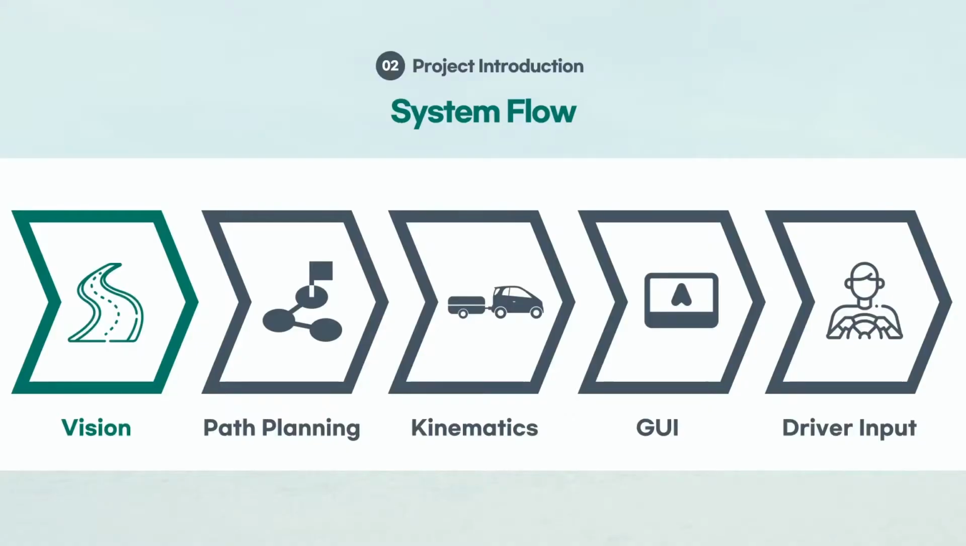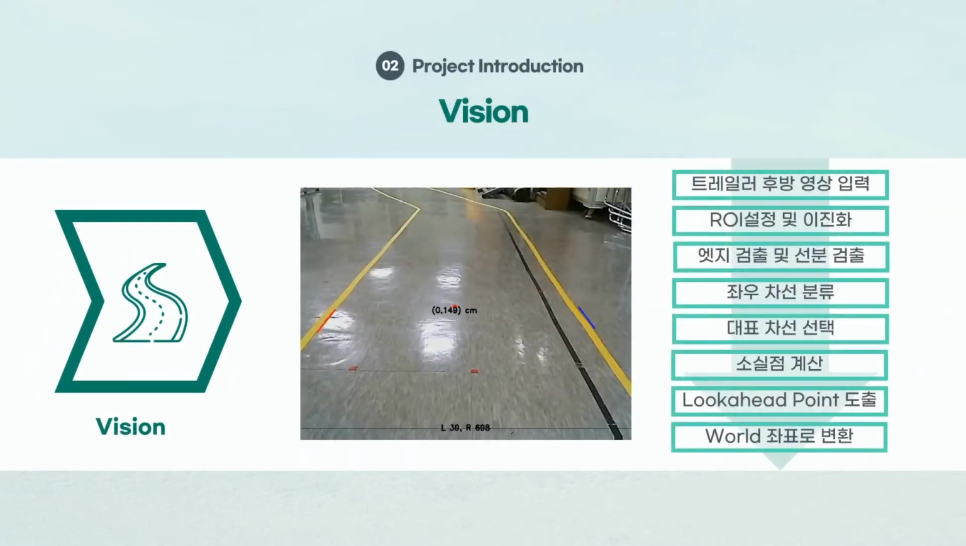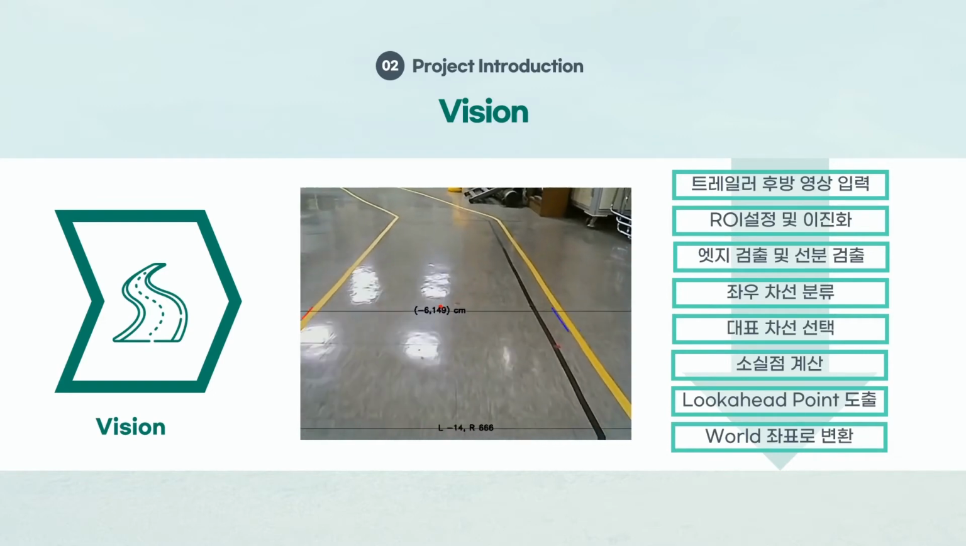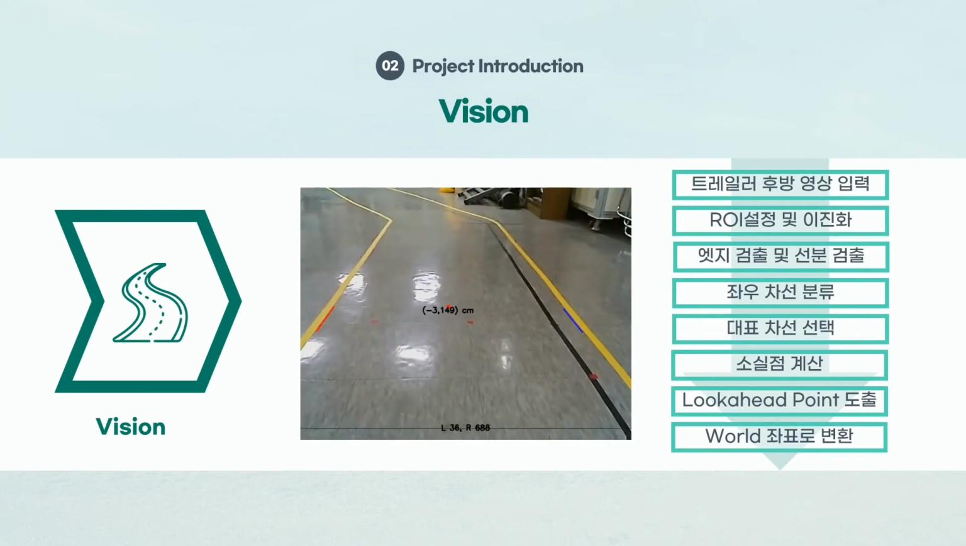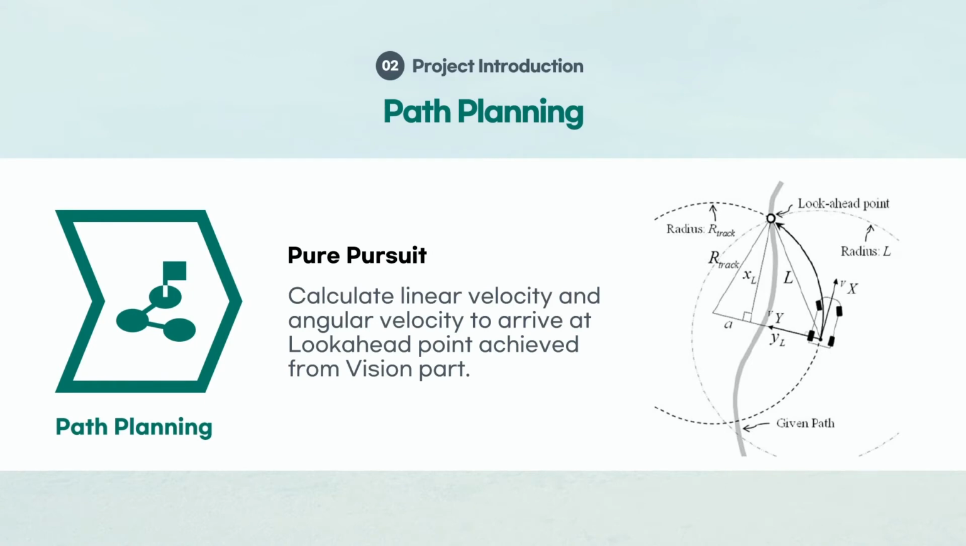The flowchart of our system is as follows. The camera attached to the trailer reconnoiters the lane and performs an algorithm to determine the look-ahead point for the trailer to follow in the recognized lane. Using the look-ahead point derived from the image processing, calculate the target linear speed and angular speed of the trailer with pure pursuit path planning.